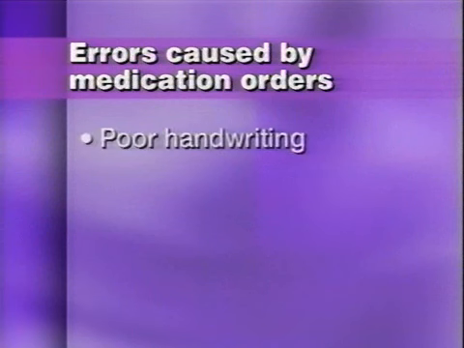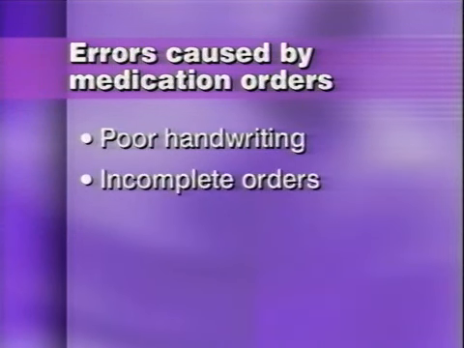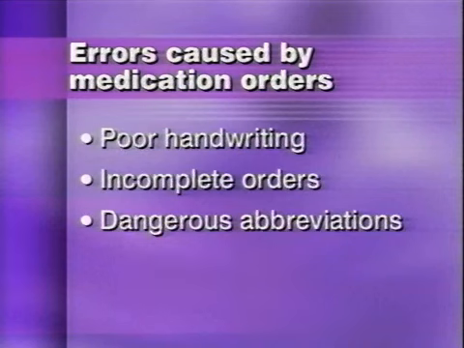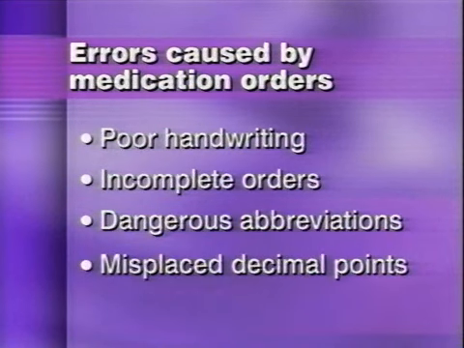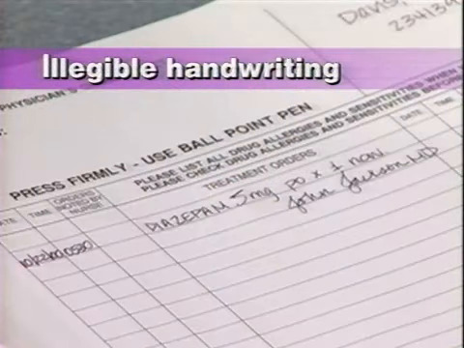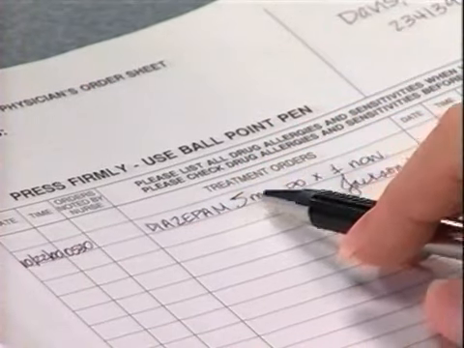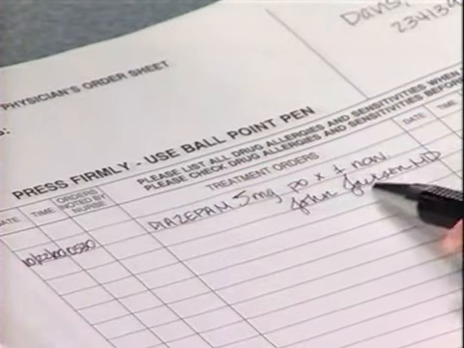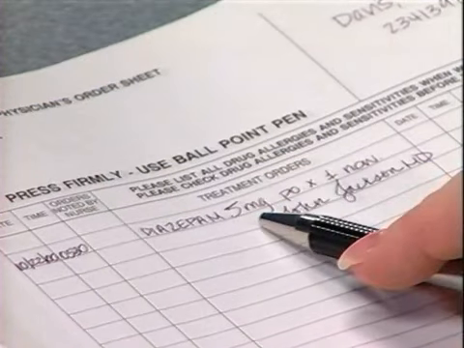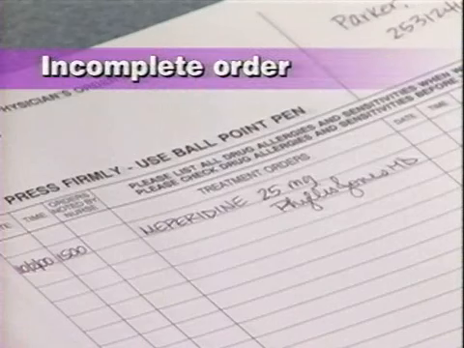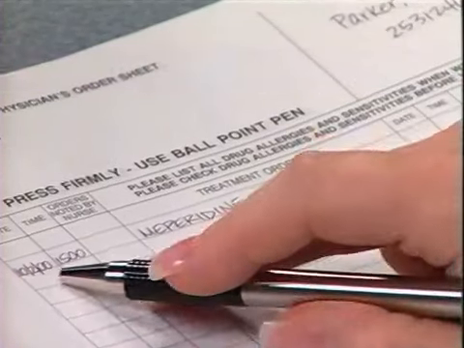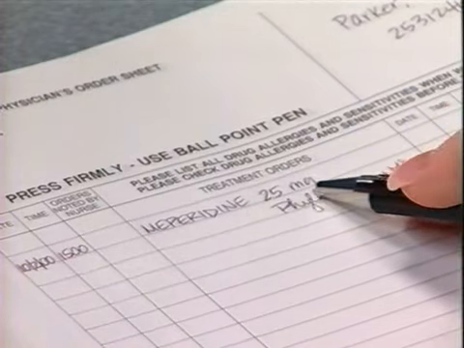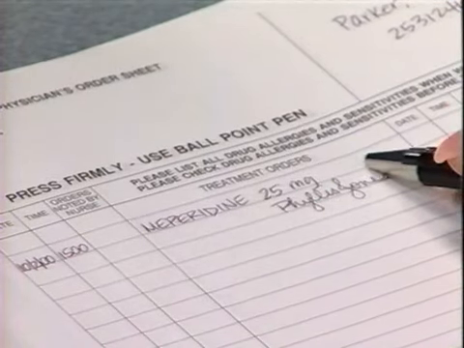Several types of medication errors can result from the orders themselves. For example, medication errors can result from poor handwriting, incomplete orders, dangerous abbreviations, and misplaced decimal points. Here are some examples. Does this order say to give 5 milligrams of diazepam or 3 milligrams of diazepam? Should this 25 milligrams of meperidine be given orally, intramuscularly, or intravenously? And how often should you give it?